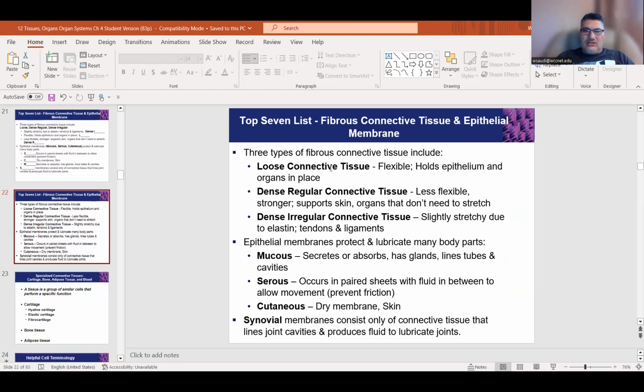Here it is again, loose or dense. Loose is flexible from the name. Dense is not flexible. Regular, under the skin, irregular tendon and ligament. Membranes, mucus, secrete or absorb mucus, or secrete mucus specifically. Serous secretes serous secretions, preventing friction, like the 2 layers around the lung. We don't need friction in there. Cutaneous, again, is the skin, synovial, joints, for lubrication, for better movement.